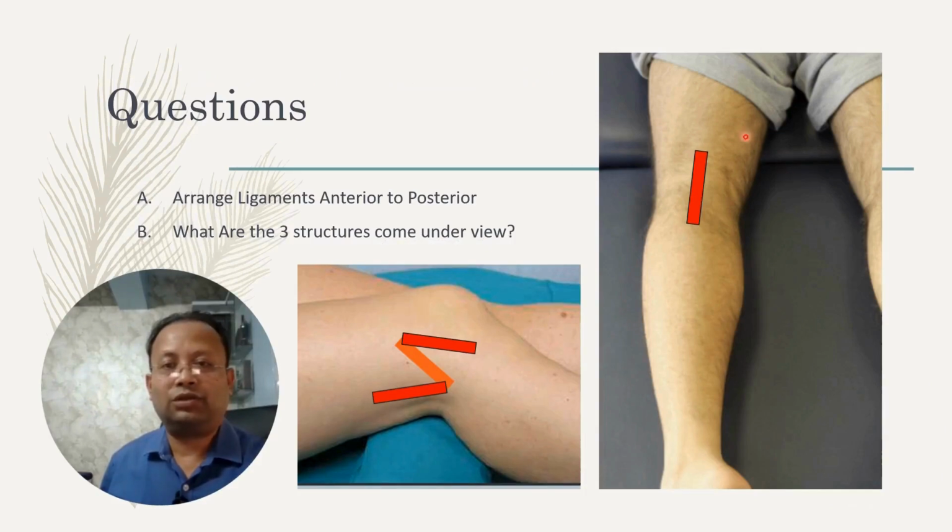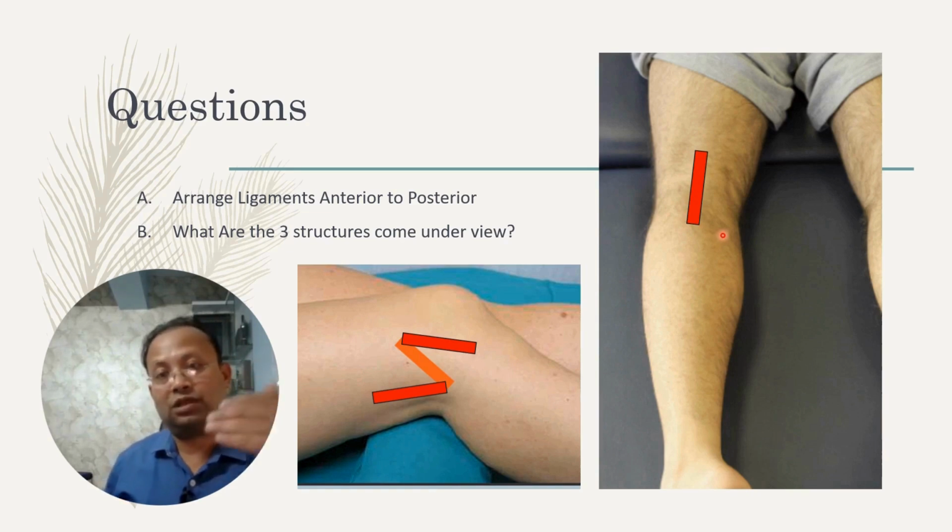So this slide is about questions for you. See this one. If we target the middle third of the posterior knee and put our probe in a longitudinal axis, then what are the structures we will see from posterior to anterior? At least what structures should there be? We will not see all the structures.